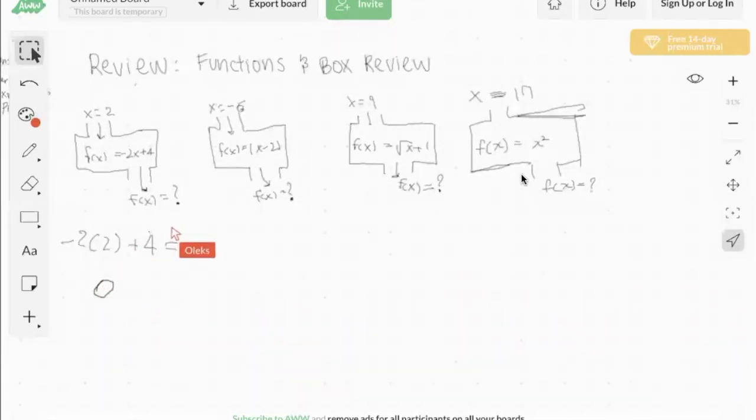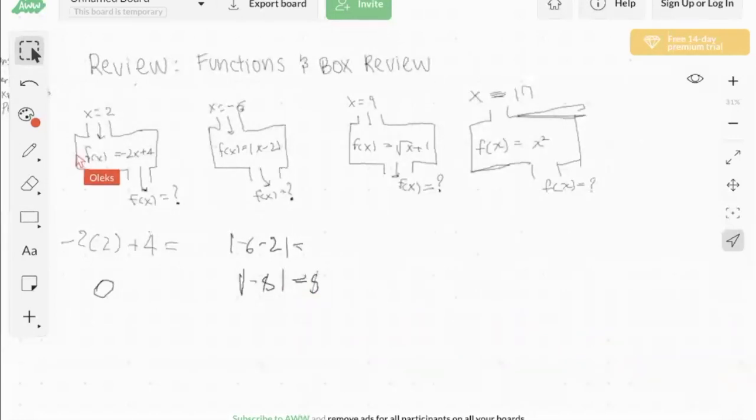Now let's look at the second one. Same thing, just a different function. This time the function is the absolute value of x minus 2. All we have to do is replace x with negative 6, which is what we're feeding into the function. So the absolute value of negative 6 minus 2, which is equal to the absolute value of negative 8. When you take the absolute value of a number, you make that number positive if it's not already positive. So for negative 8, it just becomes 8. That's the answer for the second question.